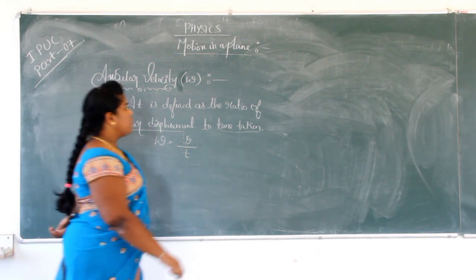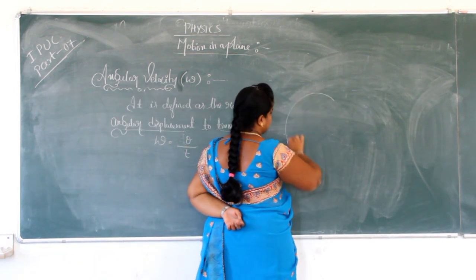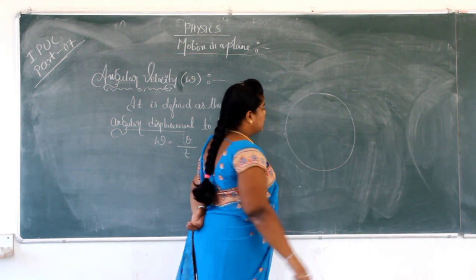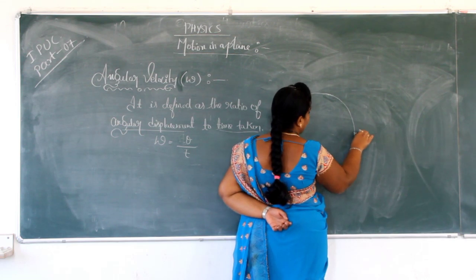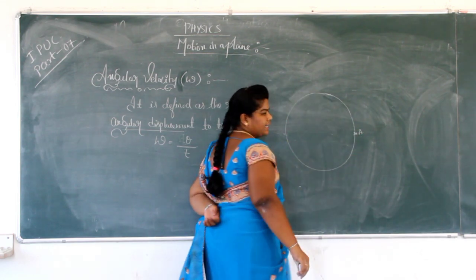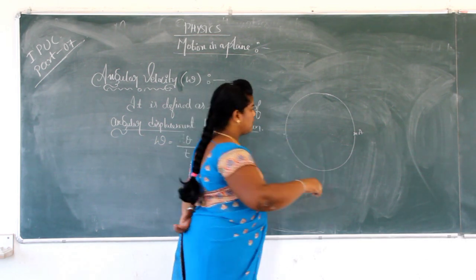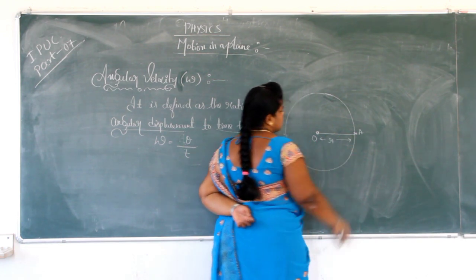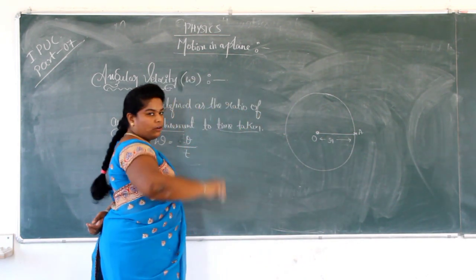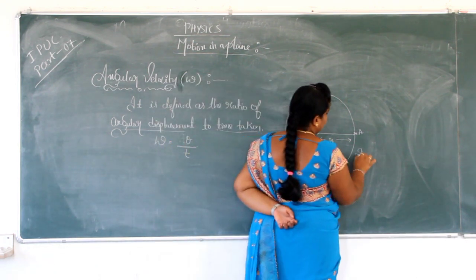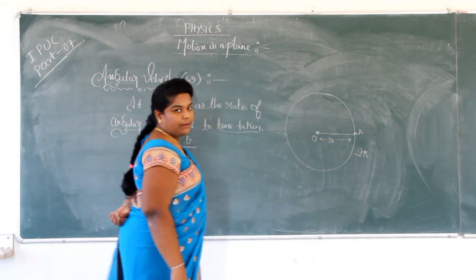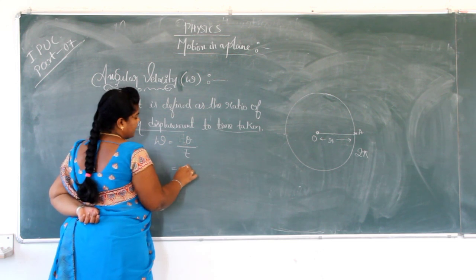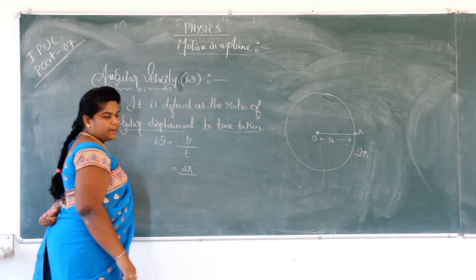Dear students, we are moving in a circular path. Assume that the particle is moving from initial point A and ends up at this point A, which means one complete circle rotation. This is the center of the circle and this is the radius of the circle. For one complete rotation, the angle is 2 pi. So for one complete rotation, theta is 2 pi.